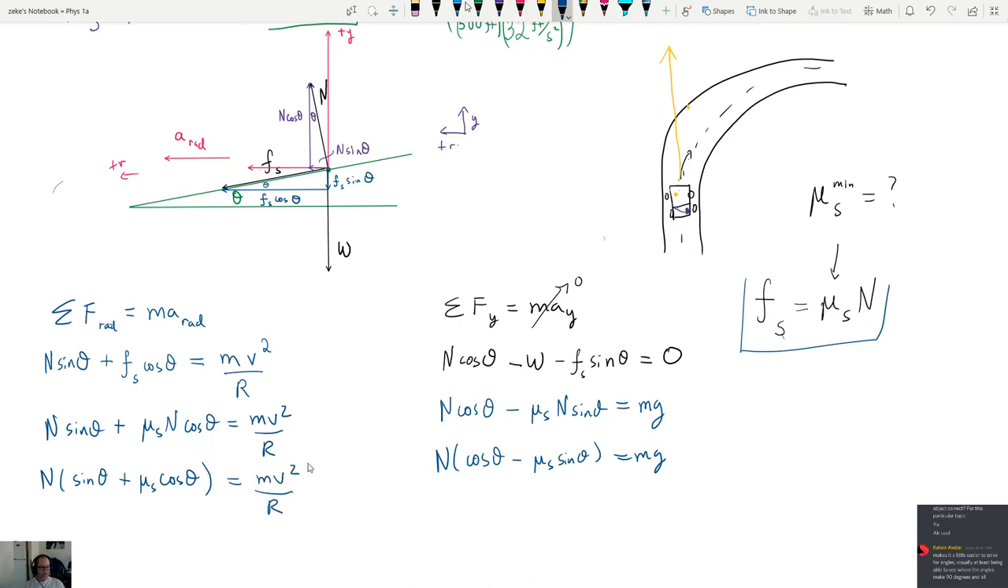And now we're able to solve. Our goal was to find mu, right? So we're going to have to isolate mu here.